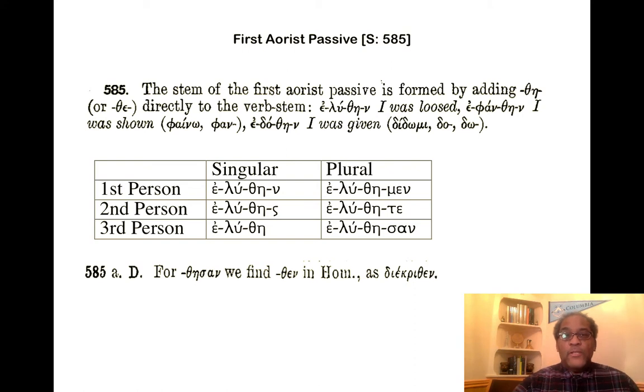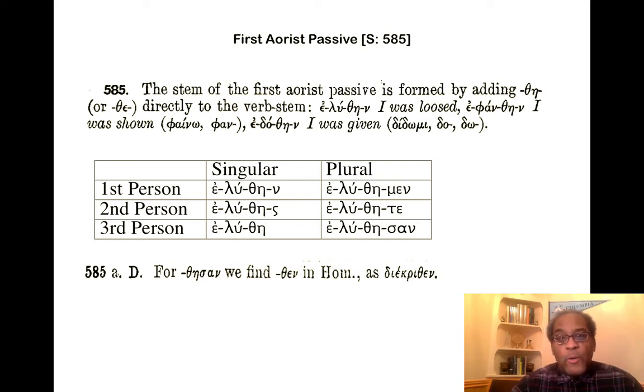So now we move on to the forms of the aorist passive. We'll have a first aorist passive and a second aorist passive. Two different forms of the aorist passive. So for the first aorist passive, the stem of the first aorist passive is formed by adding theta-eta, or theta-epsilon, directly to the verb stem. So we have, I was loosed, eluthen, I was shown, ephanthen, and I was given, edothen.